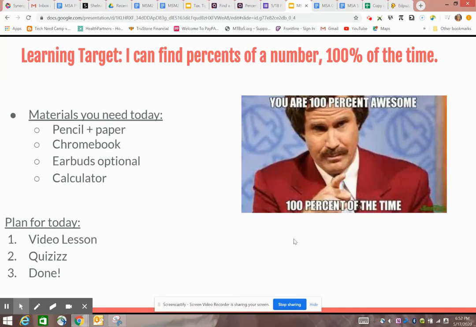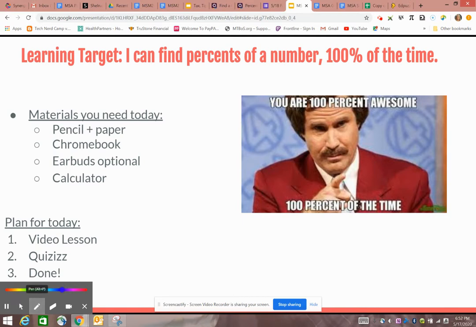Hey everybody, happy Tuesday. We are going to do some practicing with percents, finding percents of a number 100% of the time. Get that one? Sorry, had to do it.